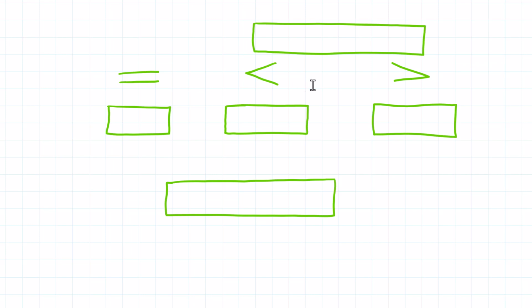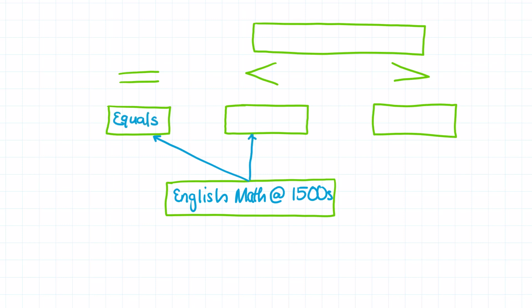These three symbols are some of the most used symbols in mathematics, and they were introduced by English mathematicians around the 1500s. This first symbol here is known as the equal sign. The second symbol here is known as the less than sign, and the final symbol here is known as the greater than sign.